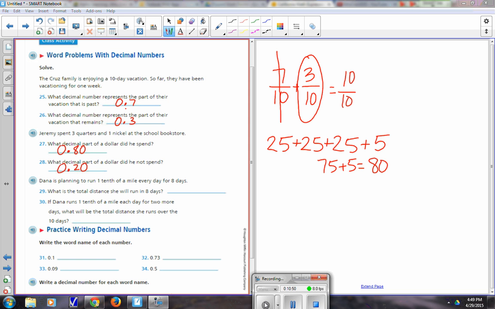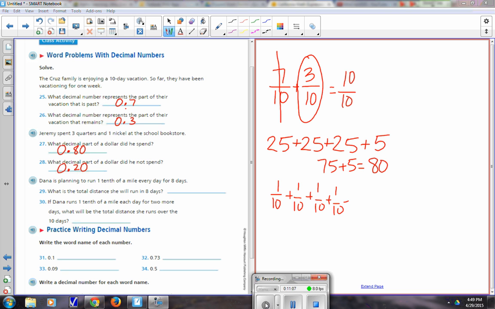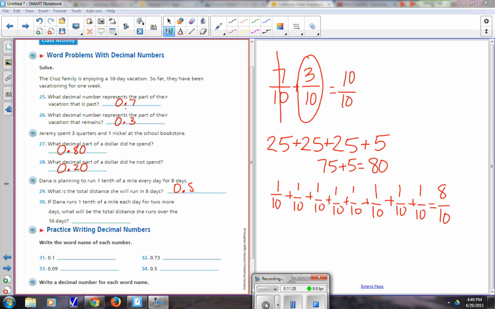Dana is planning to run 1/10 of a mile every day for 8 days. What is the total distance she will run in 8 days? So she's going to do 1/10 plus 1/10 plus 1/10 plus 1/10. You understand what she's doing here? 1, 2, 3, 4, 5, 6, 7, 8. How much is that going to be at the end of 8 days? 8/10. What is the total distance she will run in 8 days? It's going to be 8/10 of a mile.